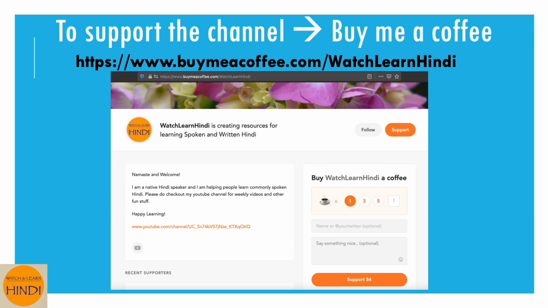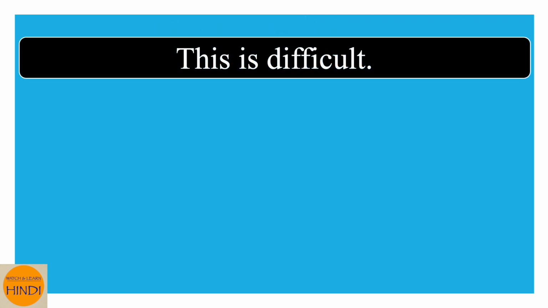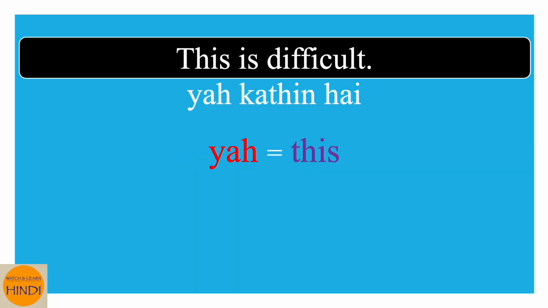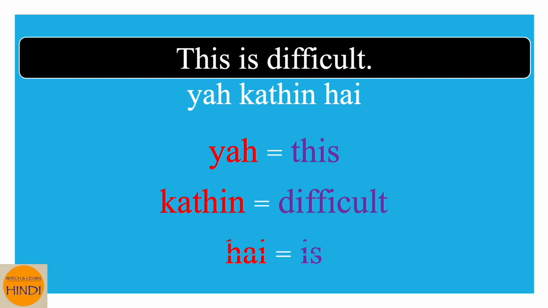Let's start. This is difficult. Yah kathin hai. Yah is this. Kathin is difficult. Hai corresponds to is. Yah kathin hai. This is difficult.